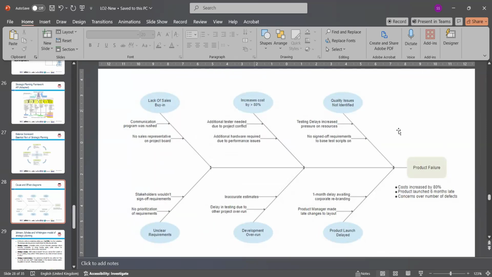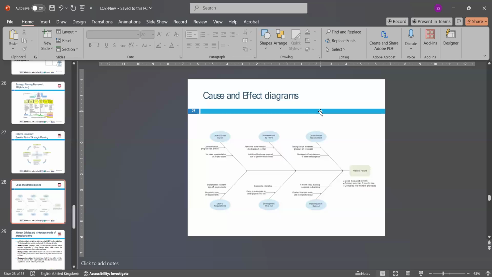Increase cost by 80%. Quality issues not identified. So that could be the reason. So these are the small branches. They are showing the sub issues related to this problem. So use such kind of approaches, you can use this kind of diagram.